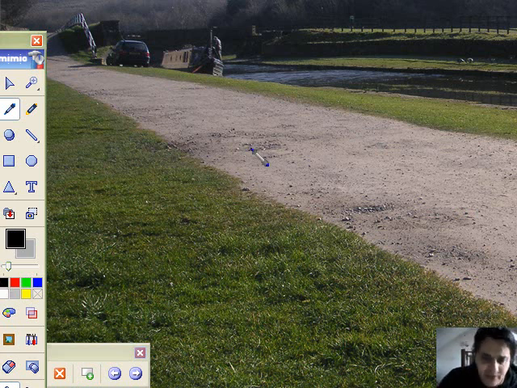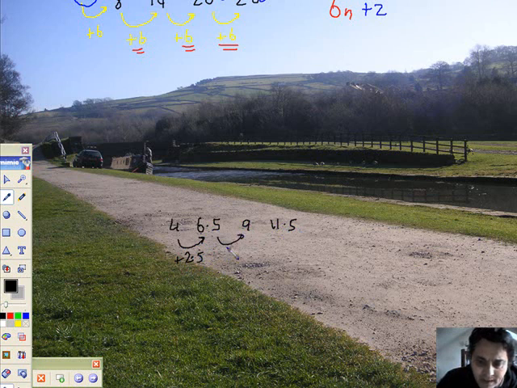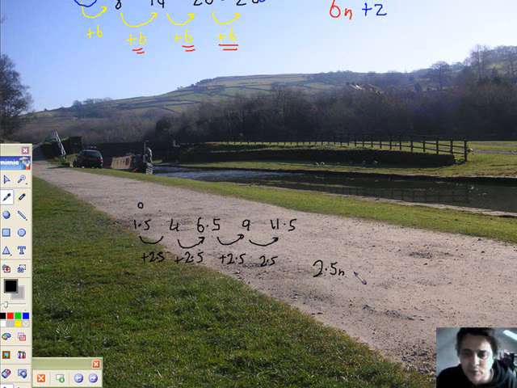Let's try H. H goes 4, 6.5, 9, 11.5. What are we doing? From 4 to 6.5 we've got add on 2.5. Next one, yes, it is in fact add on 2.5 again, and 9 plus 2.5 does in fact give us 11.5. So the rule begins 2.5n. Working backwards for the 0 term, what number when you add on 2.5 gives you 4? Answer 1.5, and that's the 0 term. So nth term 2.5n plus 1.5.